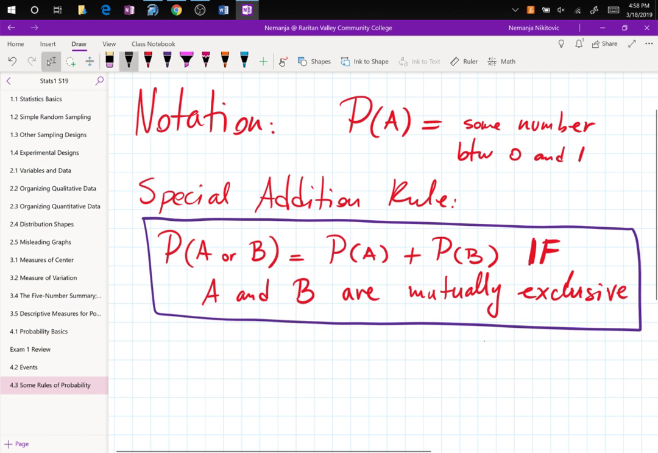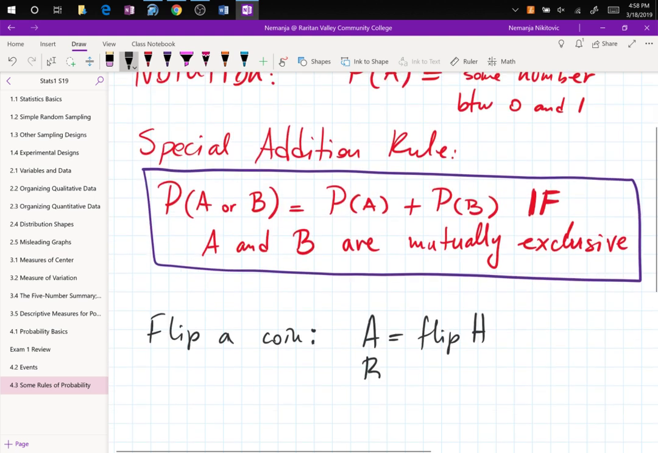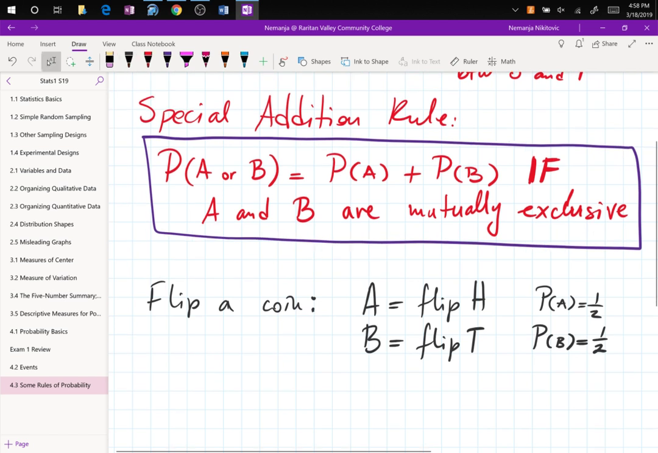So let's take a look at the simplest example and then a little bit spicier example. Flip a coin. Event A, flip heads. Event B, flip tails. We know that the probability of A is a half, and the probability of B is a half. You know they're mutually exclusive because you can't flip heads and tails at the same time, because they're on opposite sides of a coin.